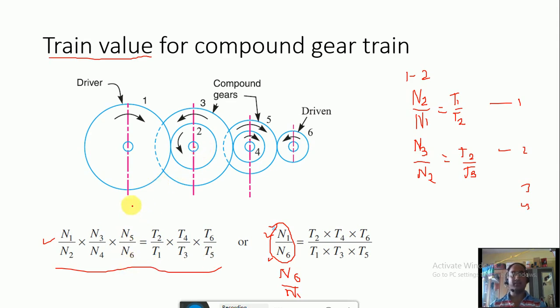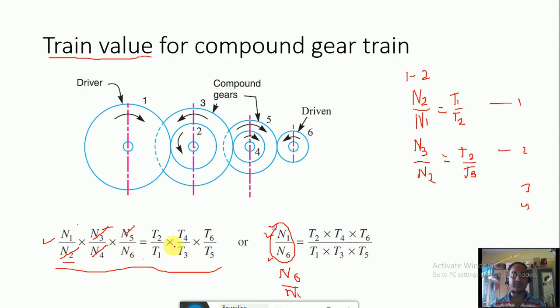Here, what happens with n2 and n3? These two gears are mounted on the same shaft, which means their speeds must be the same. So n2 must be equal to n3, and n2 and n3 cancel. In the same way, n4 will cancel, and n4 and n5 are the same, so that is cancelled. So at the end you will get n1 upon n6.